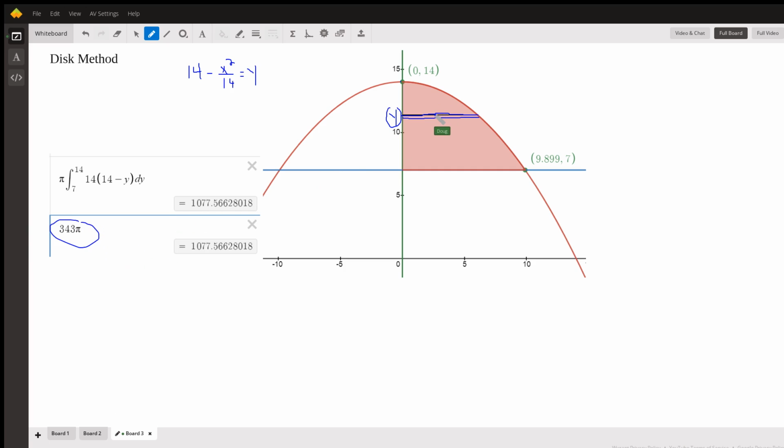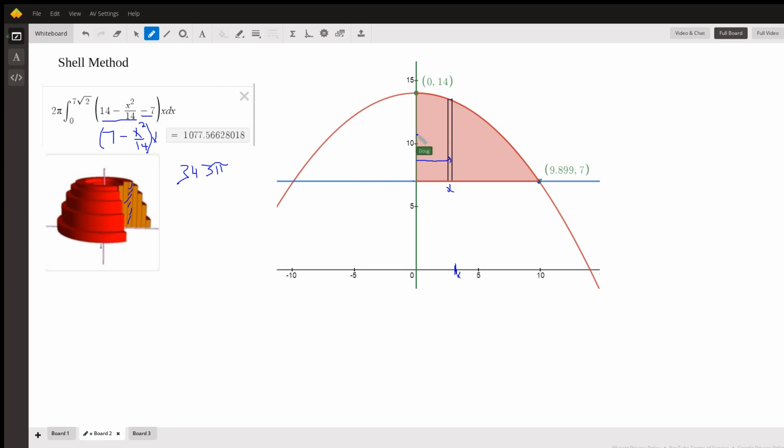So remember, when you use the disk or washer method, your typical disks or washers are perpendicular to the axis of revolution. If you use the shell method, your typical shell is parallel to the axis of revolution. And you can always find these distances. If it's a vertical distance, it's the y coordinate at the top, take away the y coordinate at the bottom. So here our y coordinate at the top was 14 minus x squared over 14. Our y coordinate at the bottom of the shell, or the vertical distance we're trying to find, was 7. And again, that's where this came from.